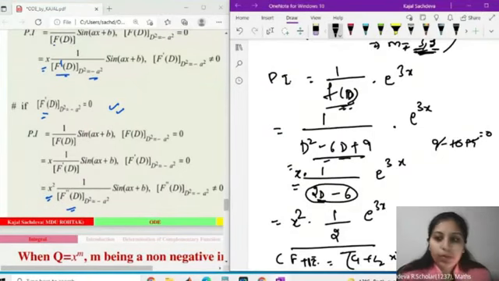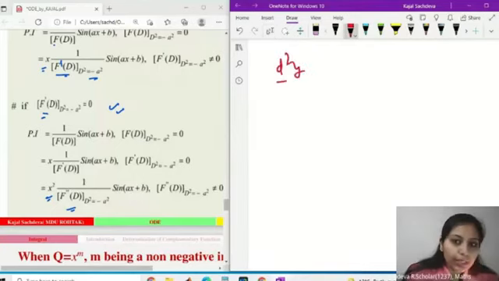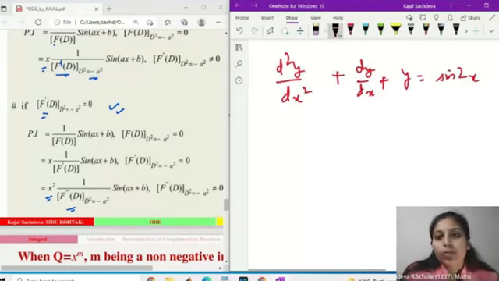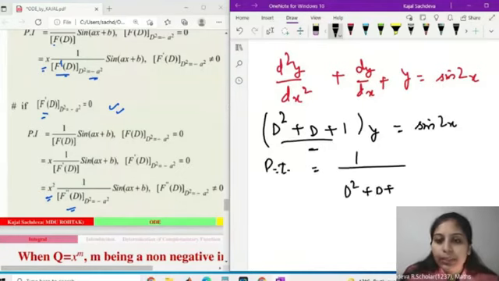So we have an example of a question. Any doubt till now? No, ma'am. Okay. So we have the equation d2y upon dx square plus dy upon dx plus y is equal to sin 2x. First of all, write this equation in symbolic form: (D square plus D plus 1) y is equal to sin 2x. So for finding PI, we write it as 1 upon f(D square plus D plus 1) into sin 2x. This is the value of Q.